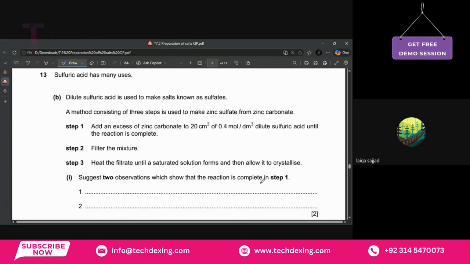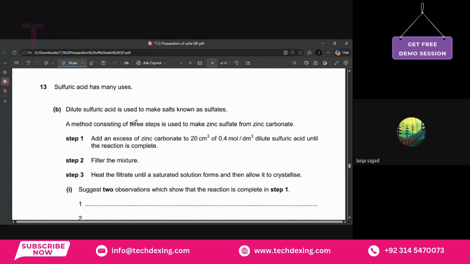Two observations that will show that the reaction is complete in step 1. When you add the excess of zinc carbonate to dilute sulfuric acid, how will we know that the reaction is now complete? Fizzing will stop. Very good, the bubbling will stop. What's the reason? Because the reaction produces carbon dioxide gas. Very good. If I ask you to tell me the chemical equation for it, what will it be?